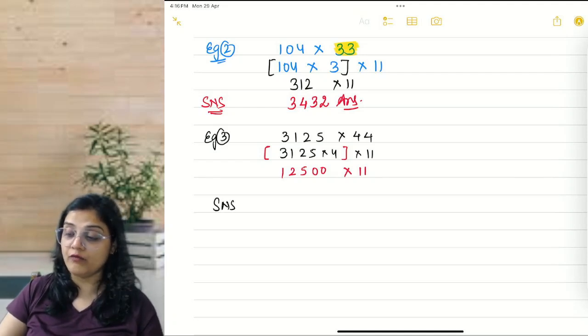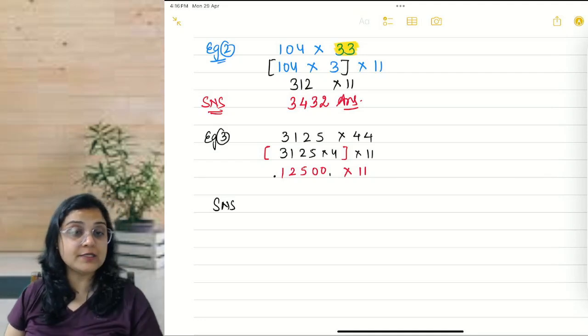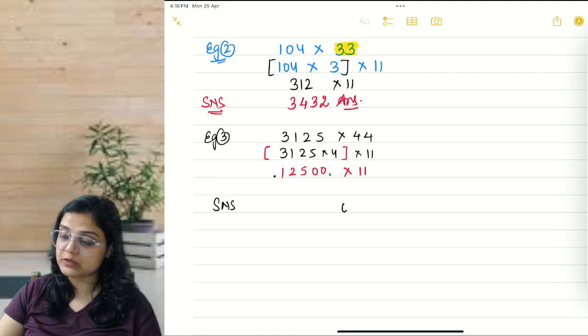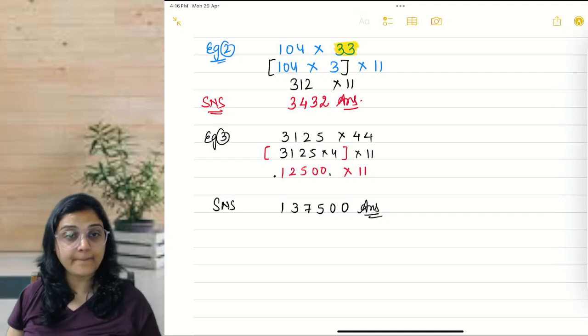So after this, we will use the SNS method. In the SNS method, we will assume that there are two additional zeros. These black dots are zeros, one in the beginning, one at the end. So 0 plus 0 is 0, 0 plus 0 is 0, 0 plus 5 is 5, 5 plus 2 is 7, 2 plus 1 is 3, 1 plus 0 is 1. This is my answer, as simple as that.